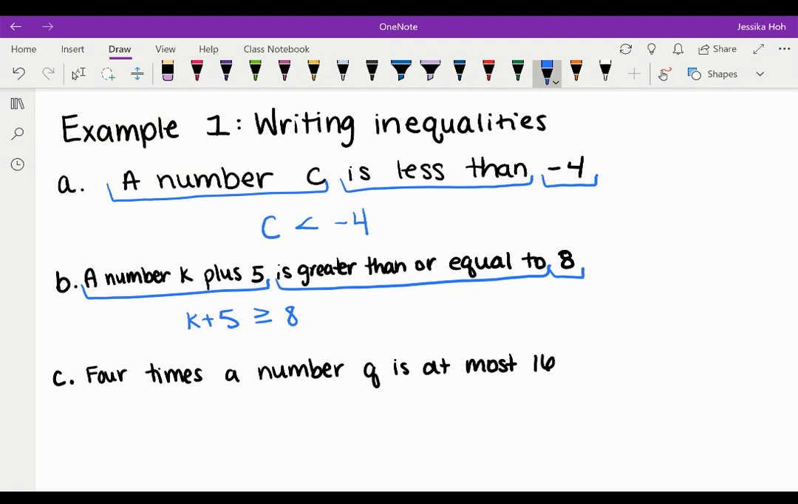And lastly, I have 4 times the number q is at most 16. So 4 times the number q is at most 16. That means q cannot be more than 16. It has to be less than 16.